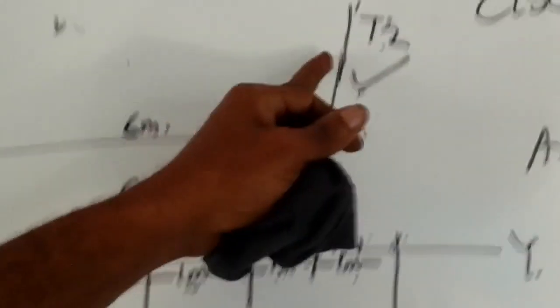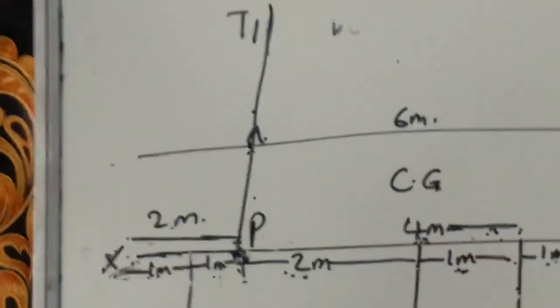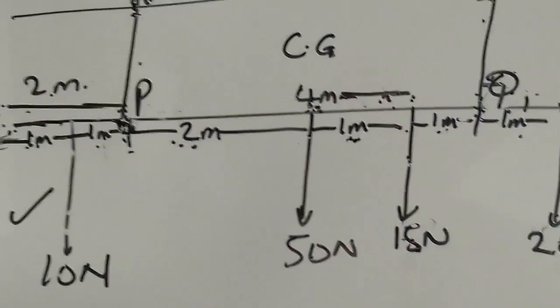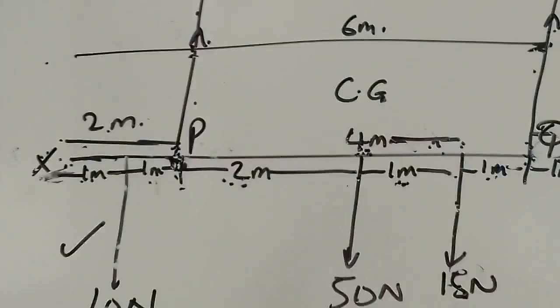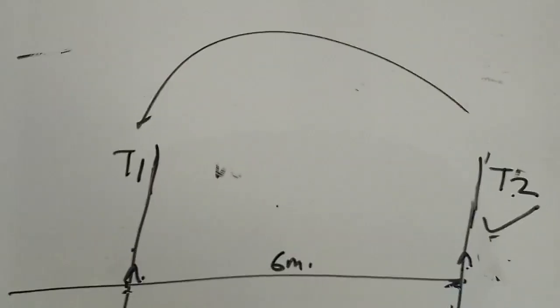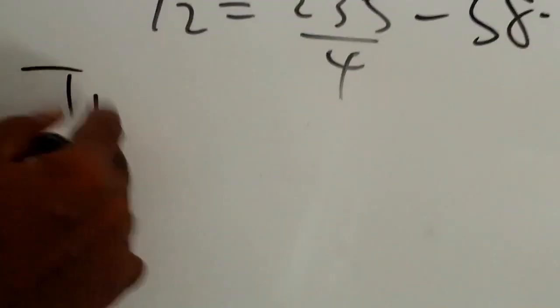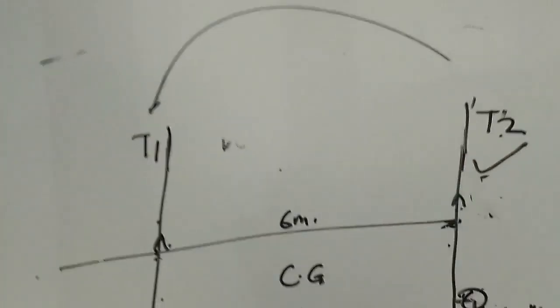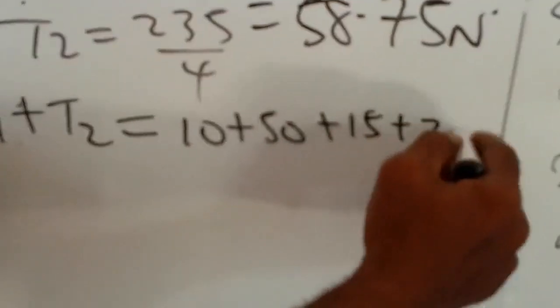On the thread Q, the string Q. Now to find T1, you can as well take a moment about P, but that'd be a waste of time. What you do is apply the second condition for equilibrium. We say that the total upward forces equal the total downward forces. To find T1, what do we do? We now say T1 plus T2 is the total upward forces, the tensions, is equal to the total downward, which is 10 plus 50 plus 15 plus 20.